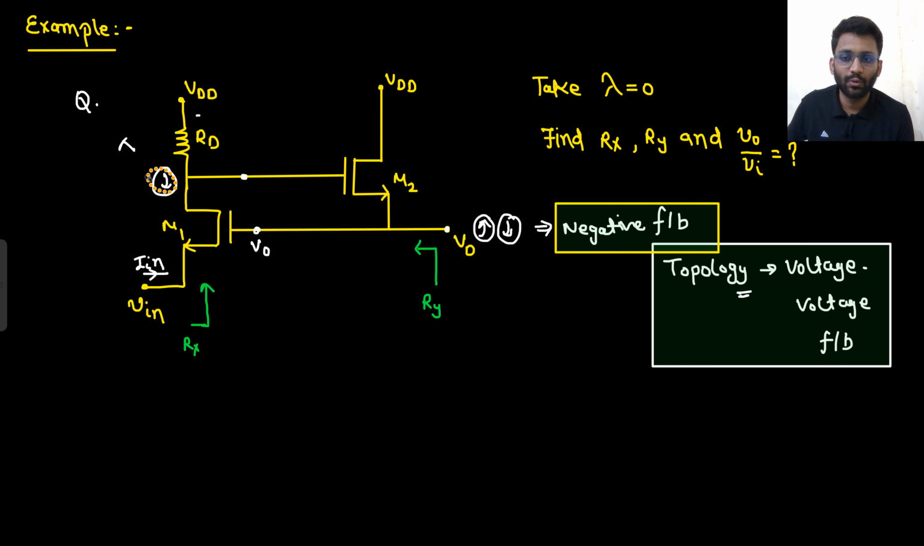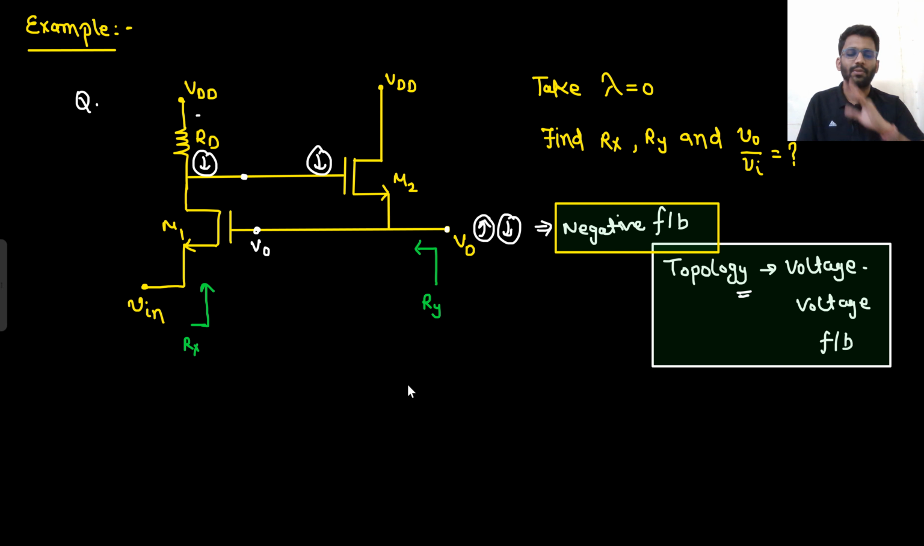So we will solve it by two methods. First one will be the general one, the way everyone would have solved. By the way, if this is increasing, then this node would decrease and this would increase. So yeah. Now we are going to solve Rx, Ry and V naught by Vin.